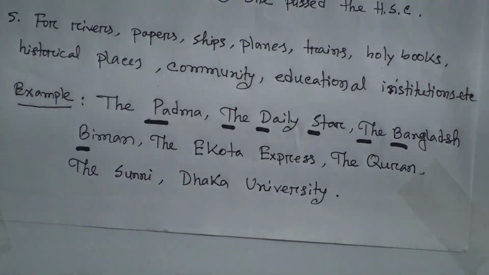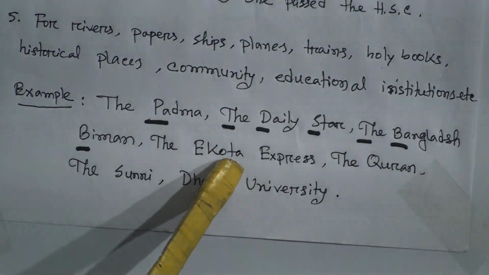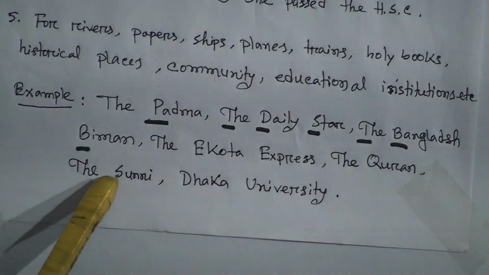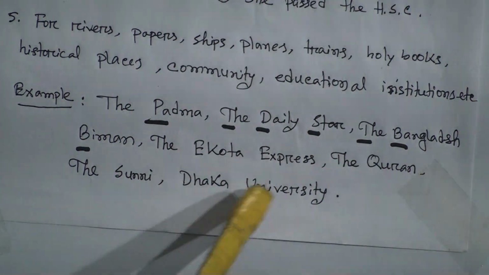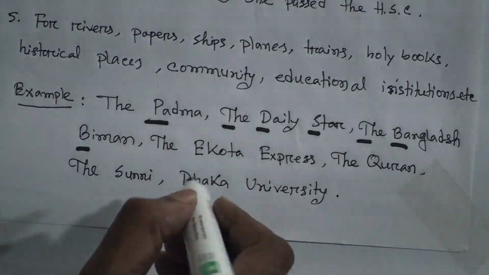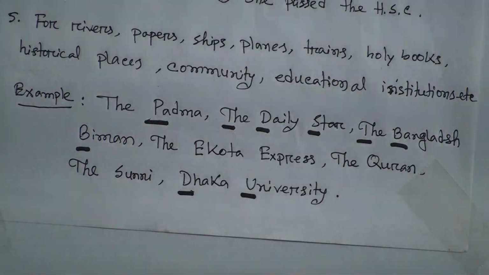This is the name of an airline. The Dakota Express, this is the name of a train. The Quran, a holy book. The Sunni is a caste, and Dhaka University, this is an educational institution. And we have used capital letters in the first letters of every word. So dear students, these are the topics of punctuation and capitalization.